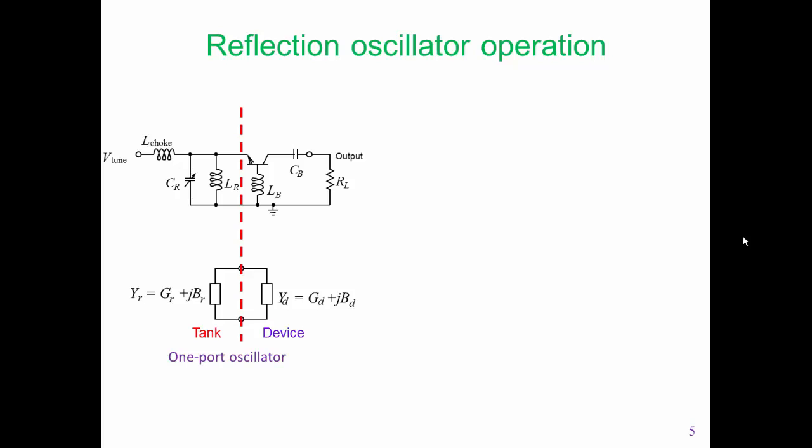Now I want to talk about our conventional view of reflection oscillator operation. And the view that I'm going to describe now can be used to design successful reflection oscillators. On the top here is our modified Colpitts common base oscillator, and it can be partitioned into a tank circuit and an active device circuit. The tank circuit could be called our resonator network. The device can be called our active device network. And we know that oscillation will occur when YR is equal to minus YD.